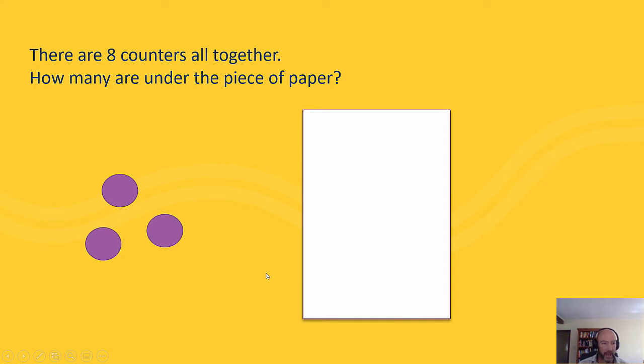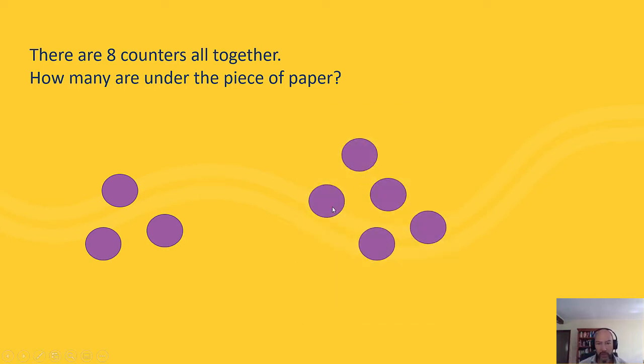And so you might say, hey, there are 8 counters altogether. How many are under the piece of paper? And you might find that they go 3, 4, 5, 6, 7, 8, and they count up on their fingers and keep a tally. And so what you want to do is show them that that's correct, but you want to progress them from counting on their fingers to counting in their head, and then finally just to making the leap.